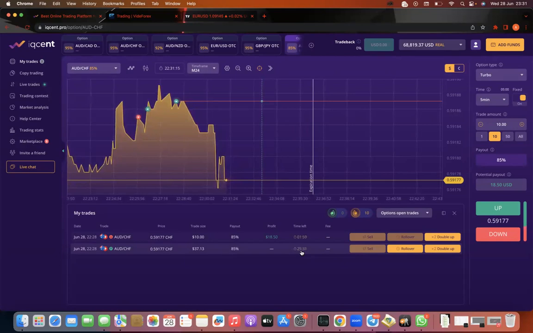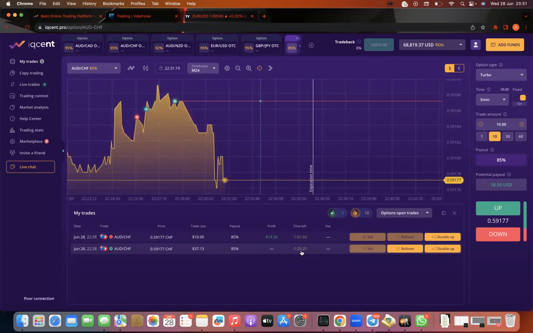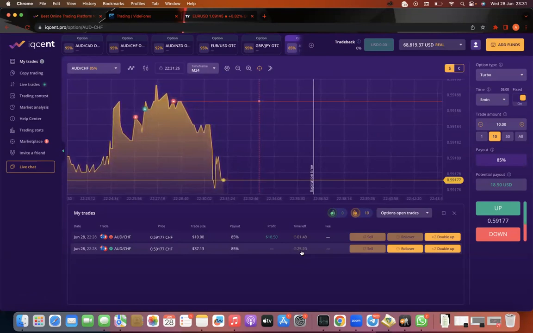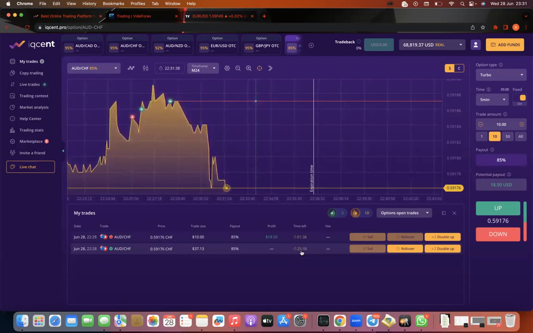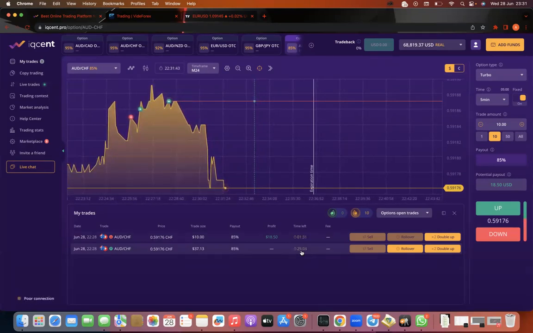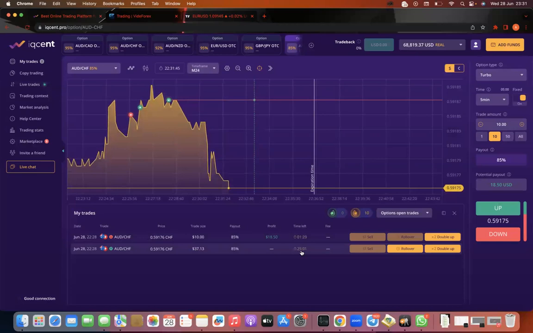So you can roll over your trade at any point in time until it gets to the rollover deadline. Yes, there's a rollover deadline. The rollover deadline is 1/4 of the time you used to enter the trade. For example, if I enter a trade for 5 minutes, I have until it shows 1 minute, 15 seconds to roll over. Anything below 1 minute, 15 seconds, my rollover option will disappear.